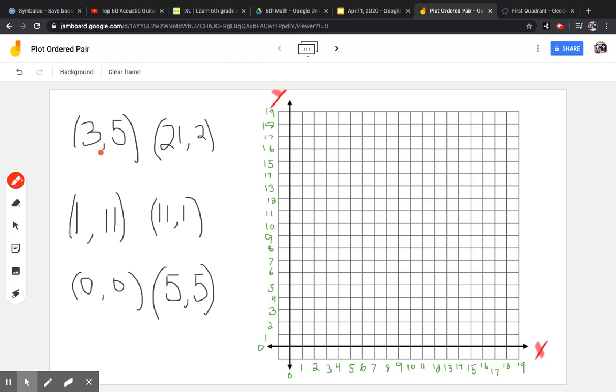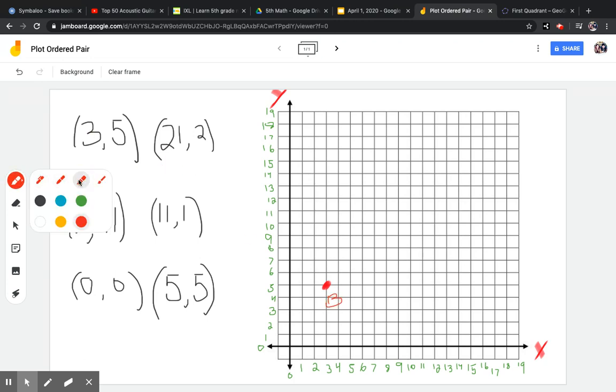All right, so let's get started. My x is 3, so I'm going to take 3 hops, and then I'm going to take 5 hops up. 1, 2, 3, 4, 5. And then I'll plot my point. Now, usually these points actually have names, so I'm going to be creative and I'm going to use my name. This is point B.